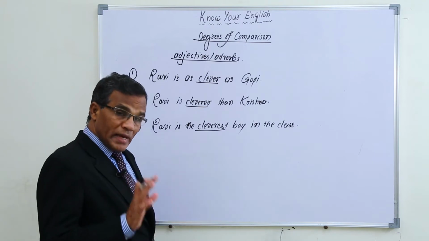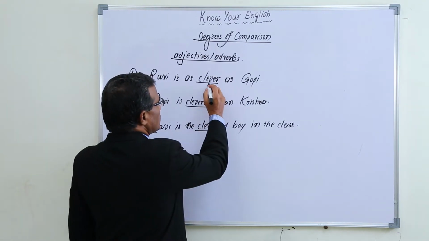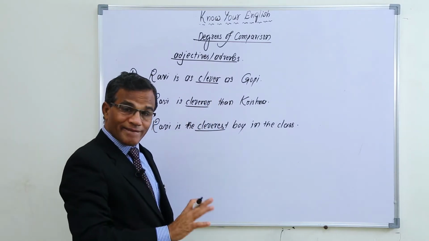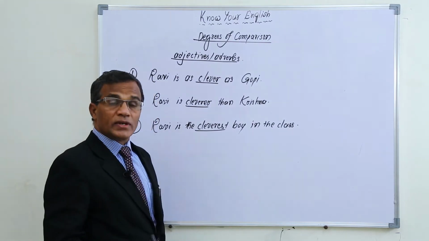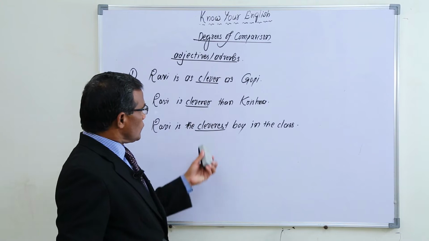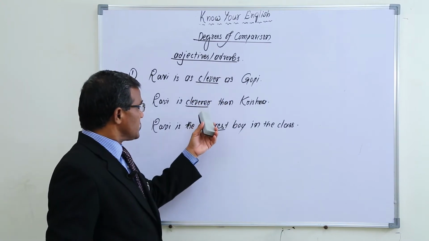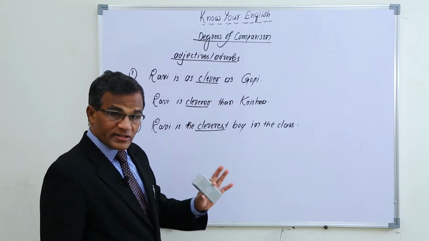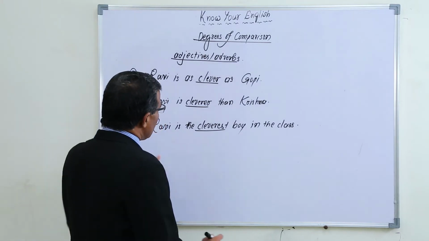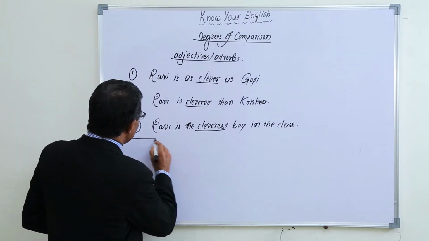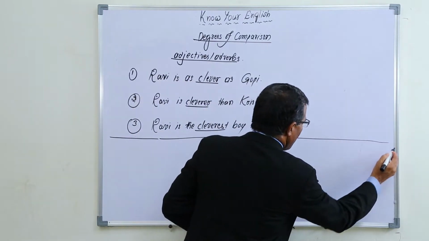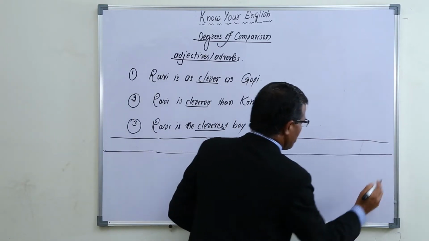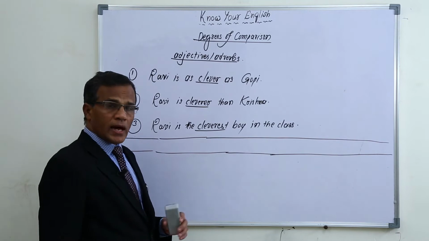So mainly what we have to observe here is that in the first sentence we have used clever, in the second sentence we have used cleverer, and in the third sentence we have used cleverest. So as per the three different sentences we have used three different forms. By this we can understand that the adjective clever has three forms. And what are those three forms called? Let me draw a table for this, and I'll show you how the forms of adjectives and adverbs are.